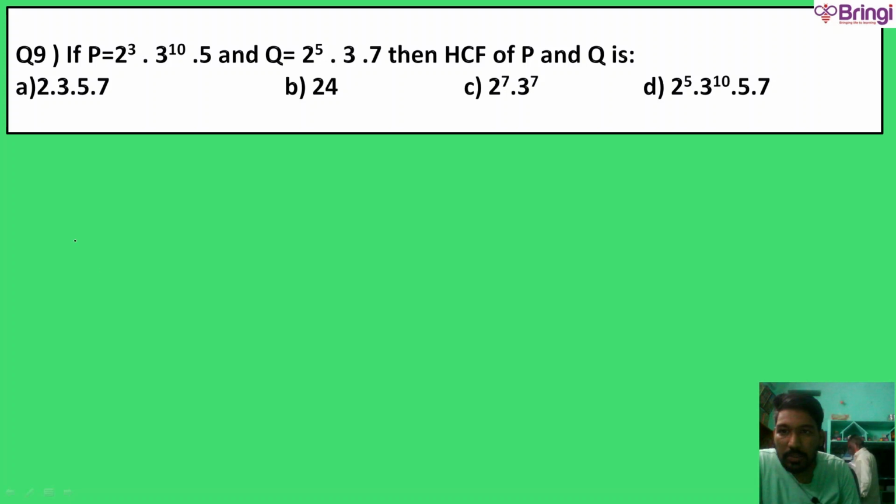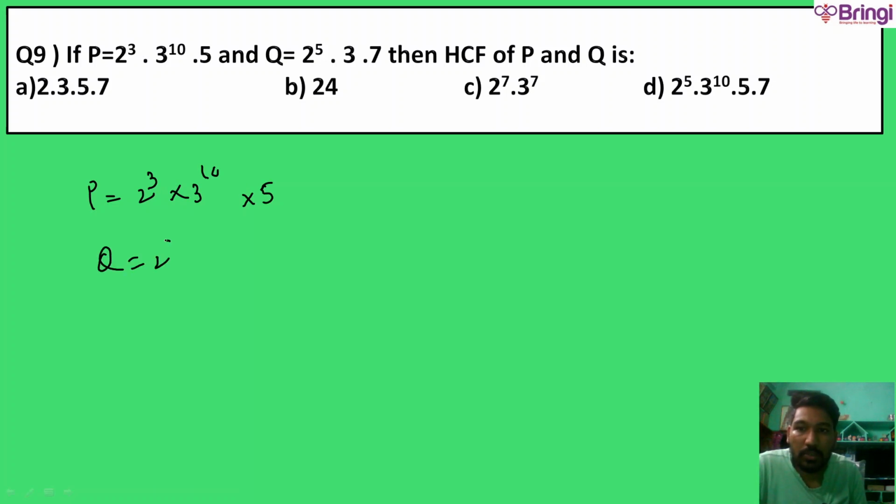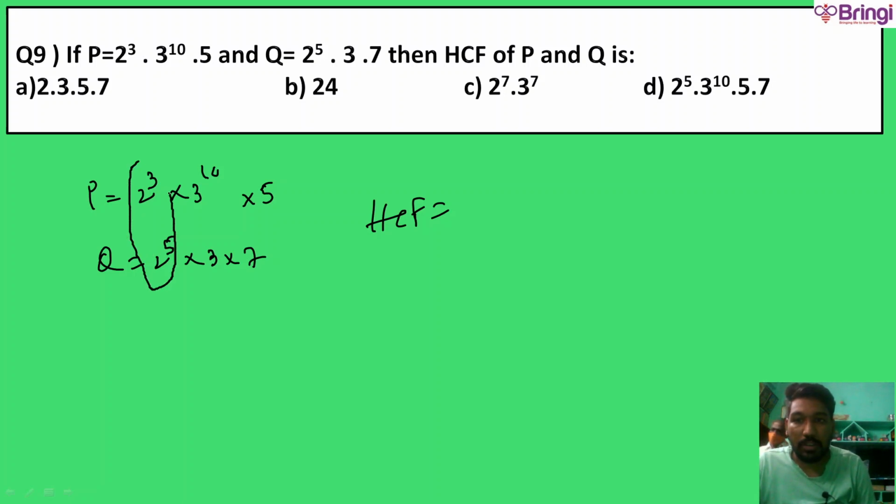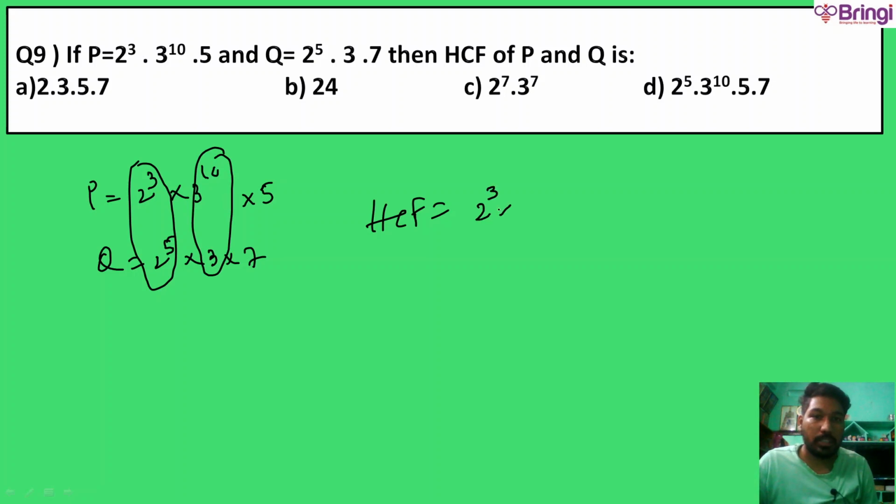Moving on to the next question. If P is equal to 2 cube into 3 power 10 into 5 and Q is equal to 2 power 5 into 3 into 7, and they are asking about HCF, this is a very important model. For HCF, if they are given in prime factorization, first of all take the common factors. If you observe, there is a common 2 and a common 3. In 2 power 3 and 2 power 5, the common is 2 power 3, and in 3 power 10 and 3, the common is 3. So it is 2 cube is 8 and 3, that is 24. So which option? Option B.